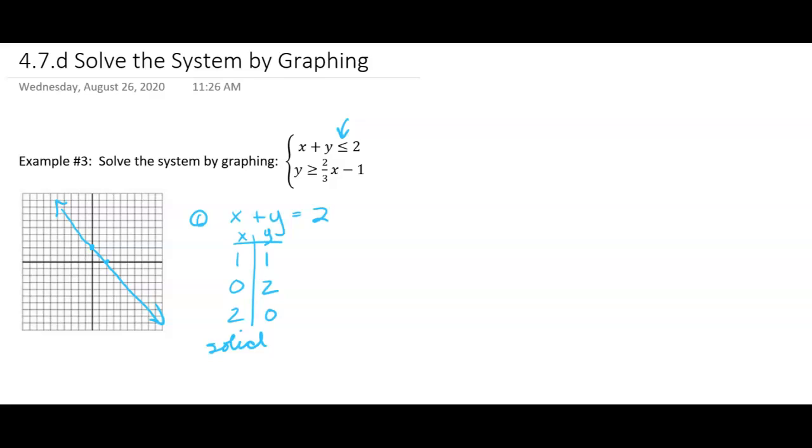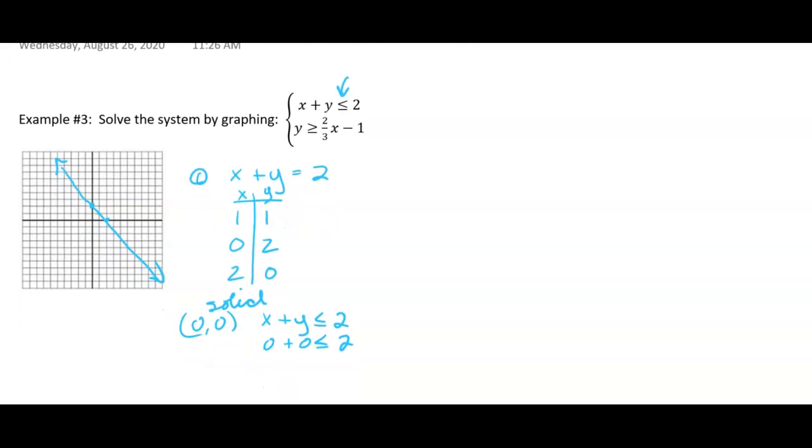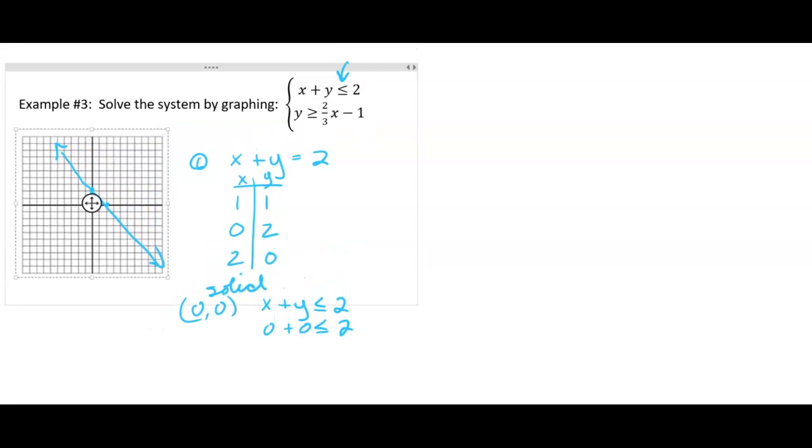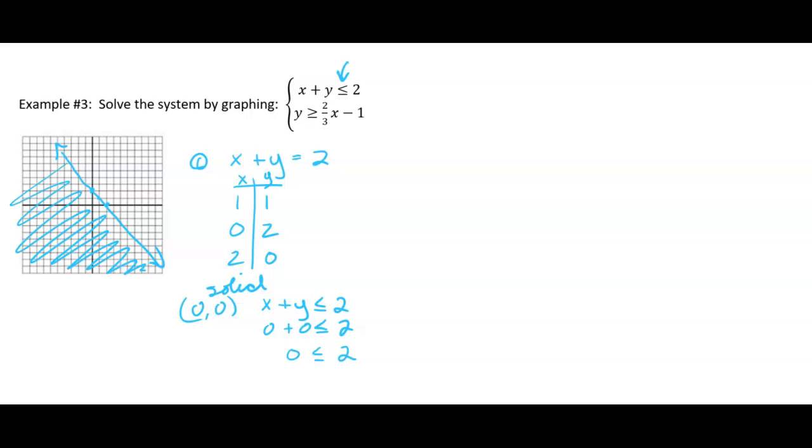And then I can pick 0, 0, so I'm going to choose 0, 0, and I'll see if it works in the inequality. So the inequality says x plus y is less than or equal to 2. If I put 0 plus 0, is that less than or equal to 2? Is that true? Okay, it is true. 0 is less than or equal to 2. So it means that the point 0, 0, the origin, works. So all the points over here are good points. All right, that's the first one.